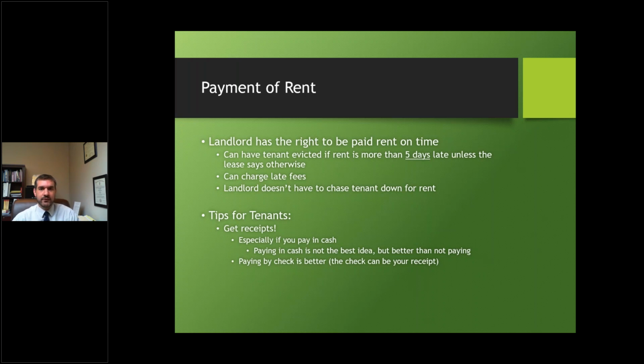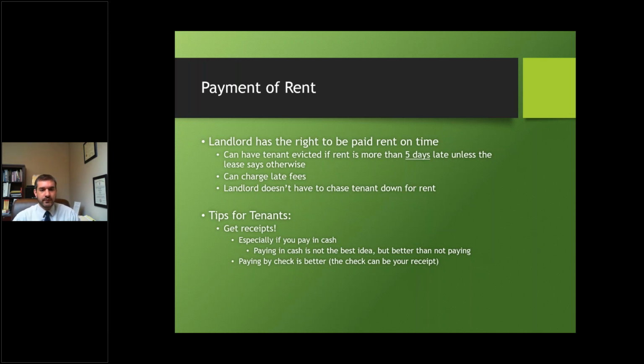If it's not in the lease, the landlord has to give a written notice, a letter, once during the entire duration of the tenancy. So the landlord doesn't have to give the notice every time rent is late, just one time at any point during the tenancy.